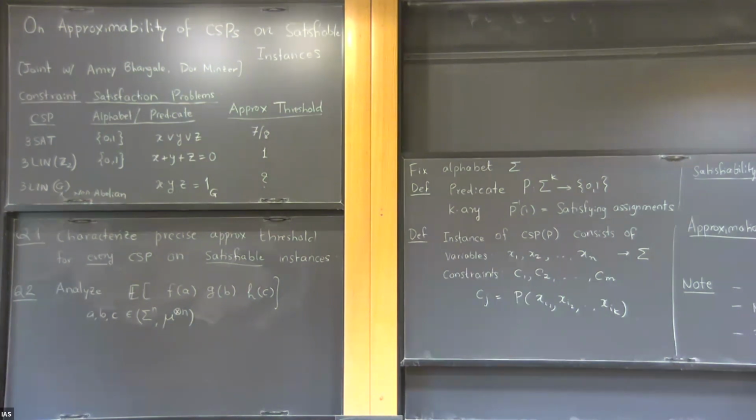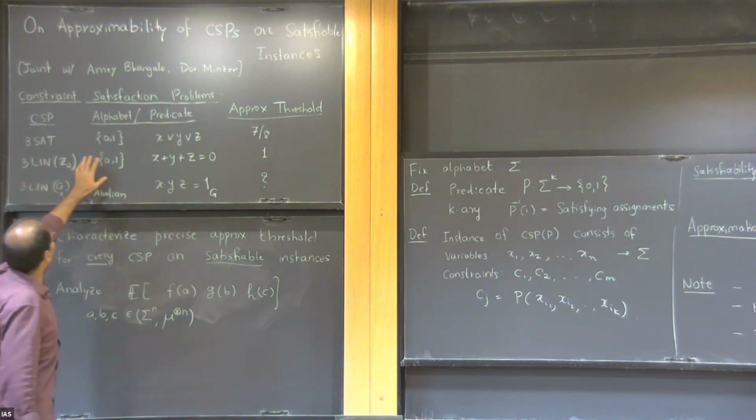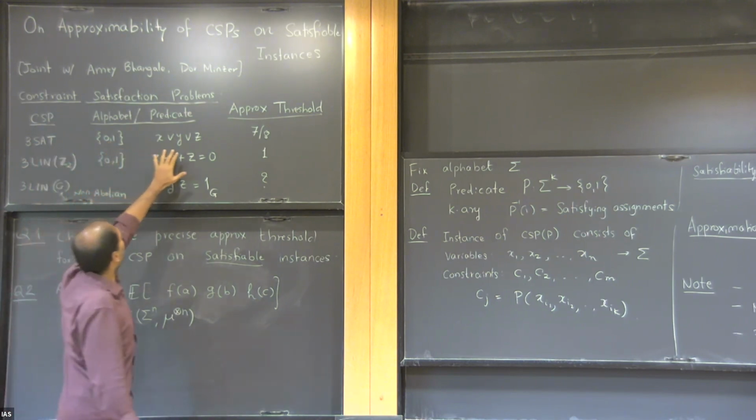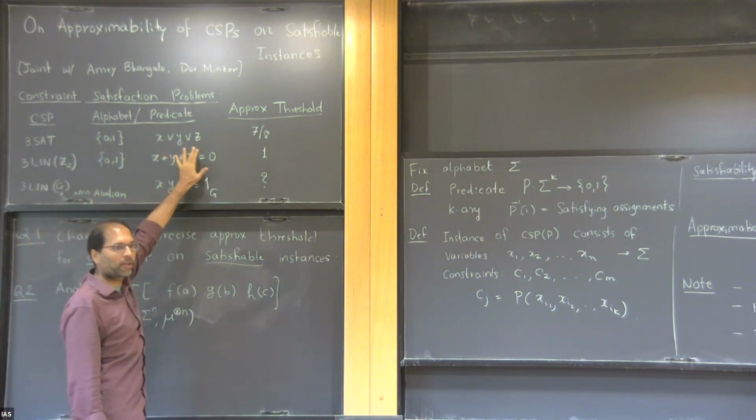So I will talk about approximability of CSPs, as in constraint satisfaction problems, on satisfiable instances. This is joint work with Amey Bhangale and Dor Minzer. For those who sort of know what the topic is, here is a quick 2-minute version. So for CSPs, let's say 3-SAT, there is a notion of basic alphabet. 3-SAT is over alphabet {0, 1}. There is a predicate, which for 3-SAT is the OR predicate, X or Y or Z.